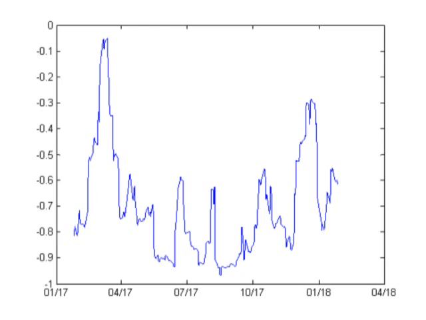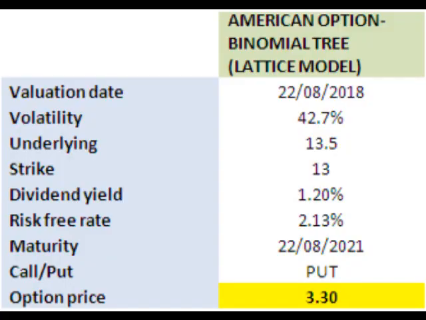Stock price. The stock price is also obtained from Yahoo Finance. It is 13.5 as of the valuation date, August 22, 2018. Dividend. The dividend yield is obtained from Yahoo Finance. It is 1.2%. Note that for illustration purposes we use continuous instead of discrete dividend.